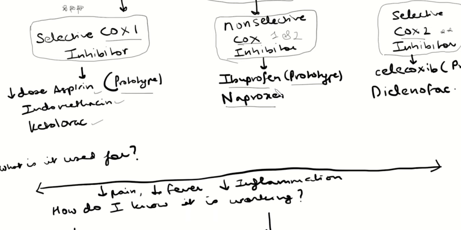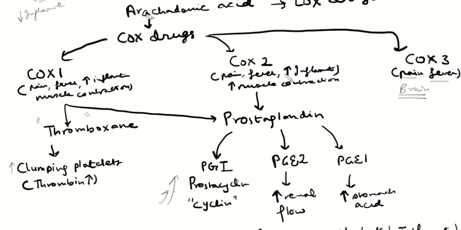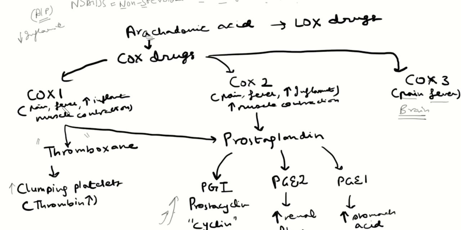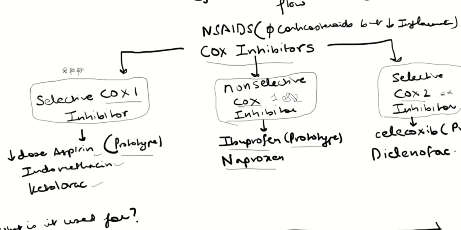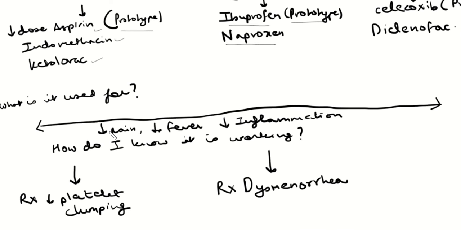So here's the common element, right? When we looked at this, what was common? Pain, fever. Cox-1, Cox-2 causes pain, fever, inflammation. If I inhibit Cox-1, if I inhibit Cox-2, or if I inhibit both, what do you think will happen? It is going to decrease pain, decrease fever, decrease inflammation. Excellent.